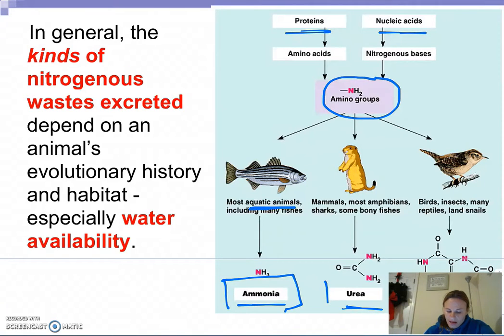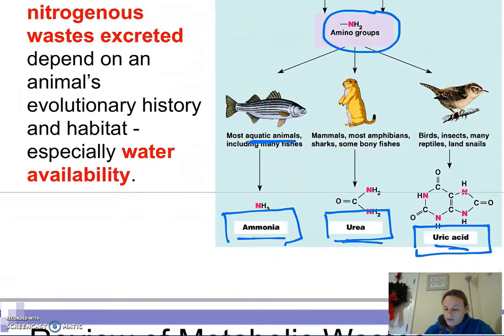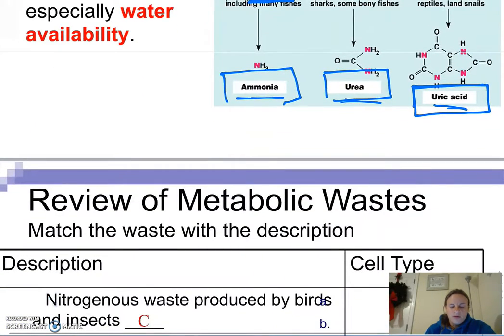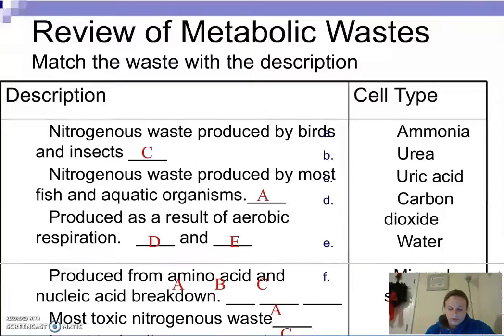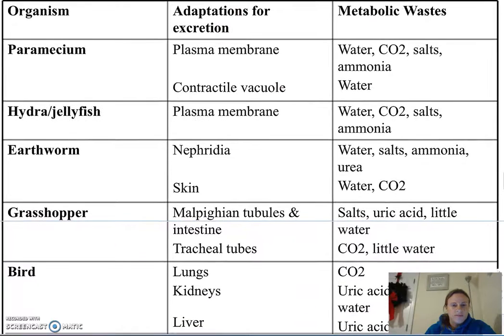Your mammals, which include us, are going to break down your proteins and nucleic acids into urea. And lastly, birds, insects, reptiles are going to break down their proteins and their nucleic acids into uric acid. So here's a nice little review of those metabolic wastes, which you can go through on your own time. Lastly, here's a review of adaptations for excretion.